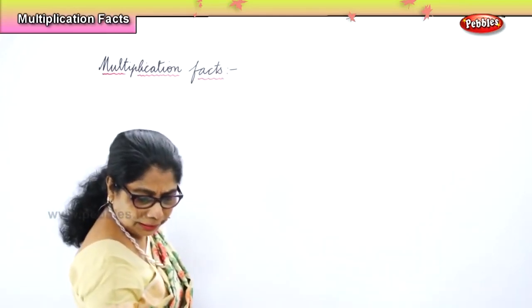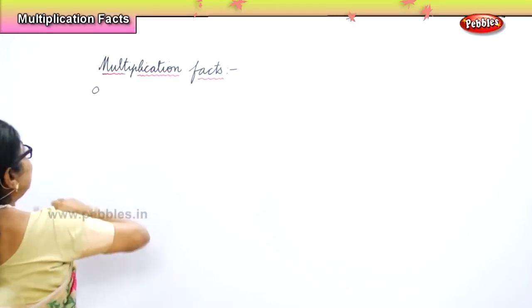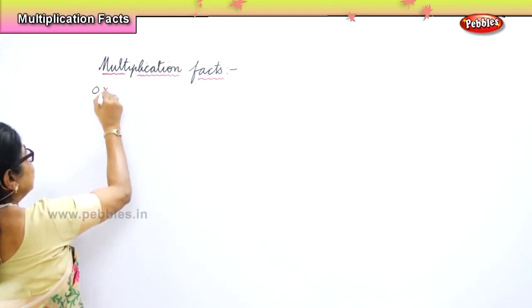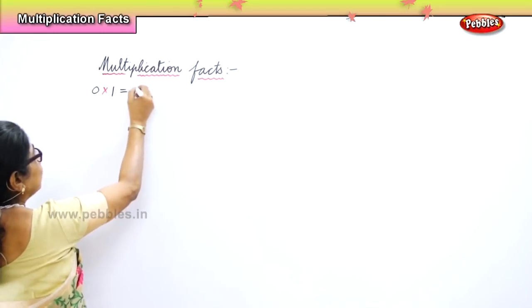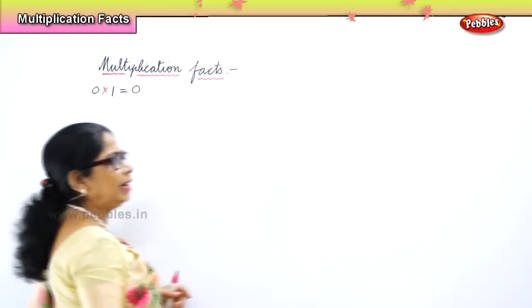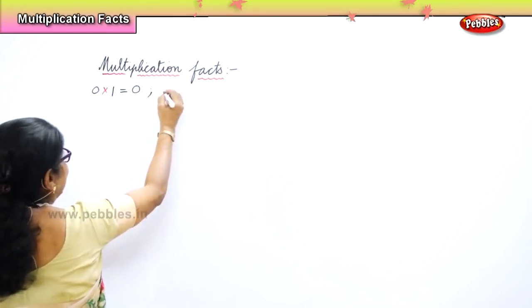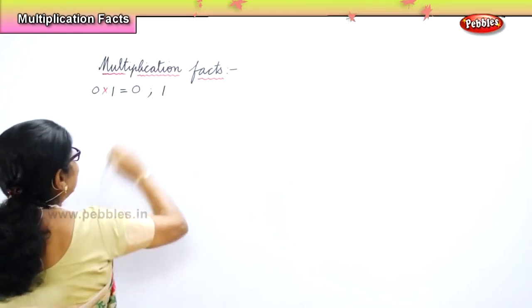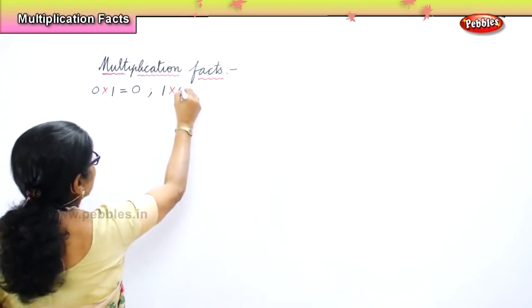Okay, now let's look very carefully. Now, I said zero. So, zero into one is equal to zero. If you multiply zero by any number, you will only get zero. That you must remember. Okay, now, if you say one multiplied by zero, it's also the same.